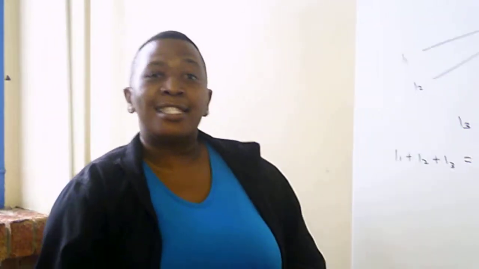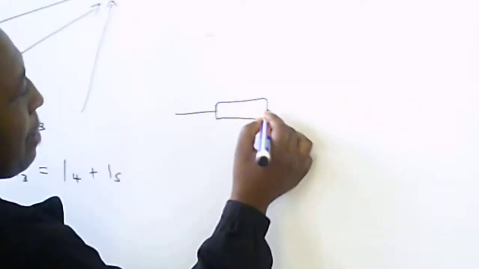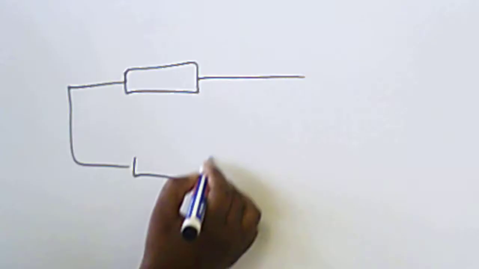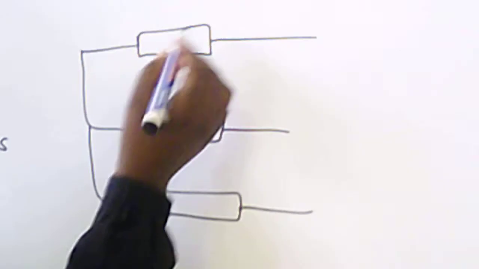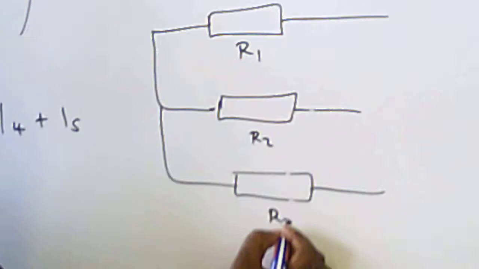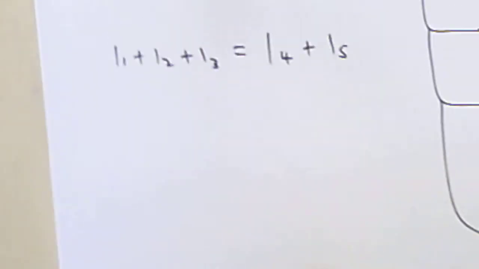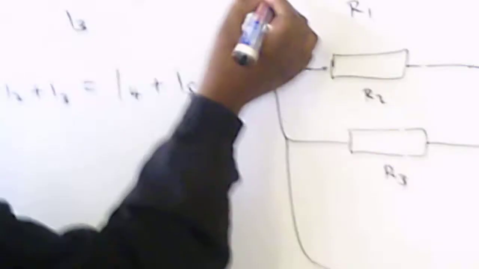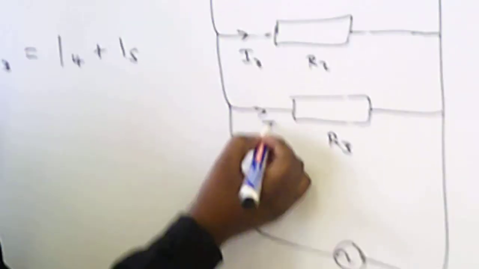How can I understand this better? By using a parallel circuit. What happens in a parallel circuit? No matter how many branches are connected in parallel, let's name our resistances R1, R2, and R3, and we have our supply here. What happens in a parallel circuit when it comes to current? The current will split according to the resistance. We have I1 here, I2, and I3.